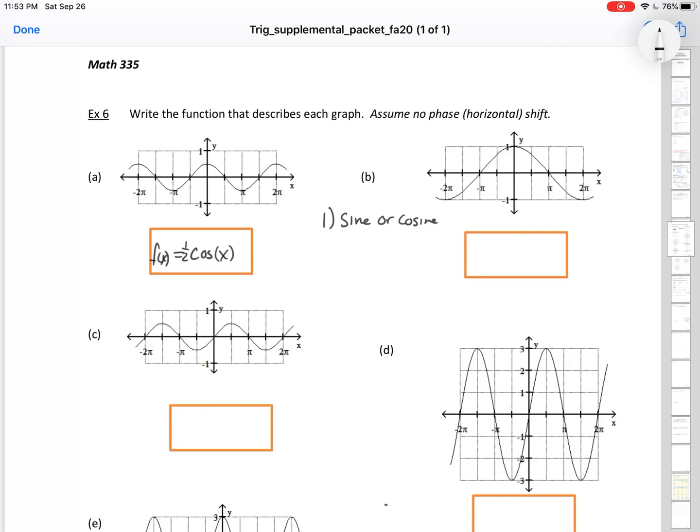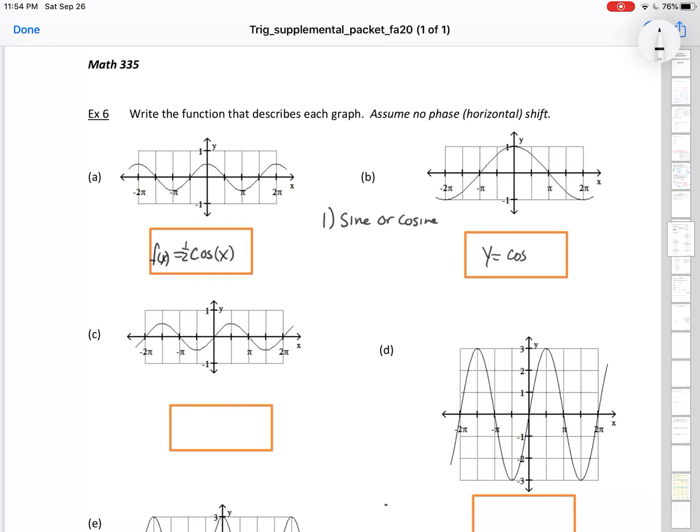This one is also a cosine. How do I know it's a cosine? Because it is not going through 0, 0. So that's what they mean by assume no phase shift. They haven't talked about that. It's a horizontal shift. It's in the next section. So they're saying that because it'd be very hard to tell whether it's sine or cosine. In fact, you can make an argument that it's either, based upon what we said earlier. But this is just a cosine graph because it's not going through 0, 0.